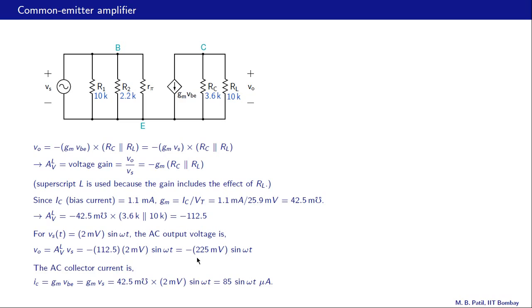What about the collector current? We are talking about the signal current now. That is gm times VBE, that is the collector current. We already have gm 42.5 millimhos and Vs is 2 millivolts times sin omega t. So if we evaluate that, this milli times milli is micro, 42.5 times 2 is 85. So 85 times sin omega t, that many microamperes.